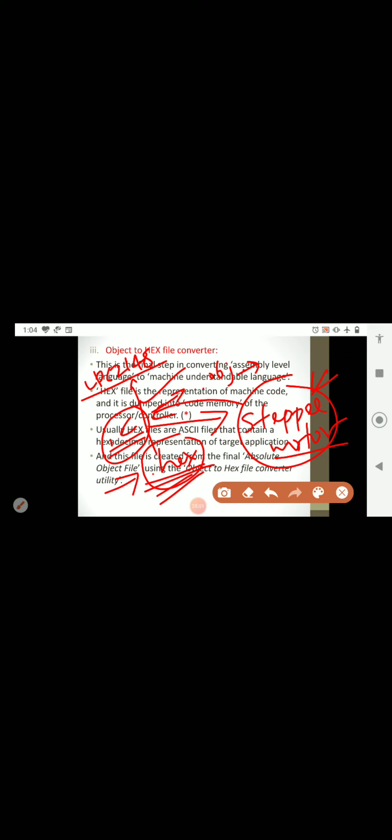So for every .c extension file we are going to convert it to a .hex file like this. And usually hex files are ASCII files. You might know this, ASCII code is there.